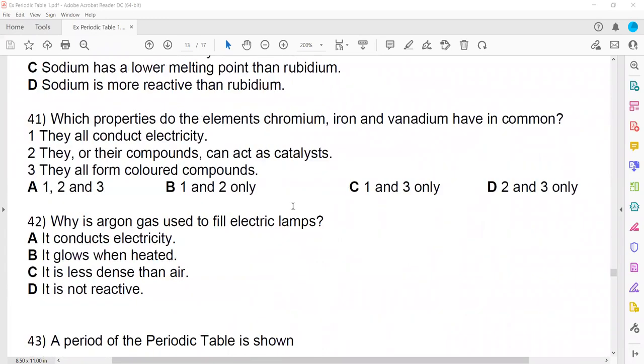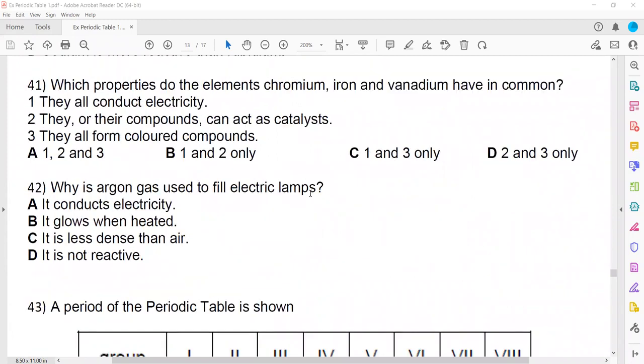Which properties do the elements chromium, iron, vanadium have in common? These are all metals, transition elements. All metals can conduct, whether transition or non-transition. They or their compounds can act as a catalyst. That's also true. They all form colored compounds. That is also true. So A is the right answer, that all three statements are correct.